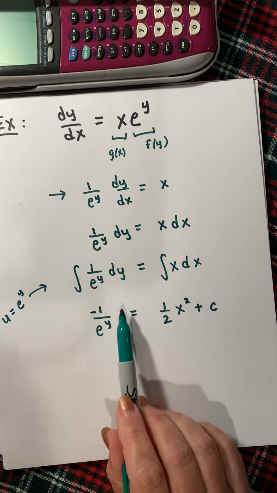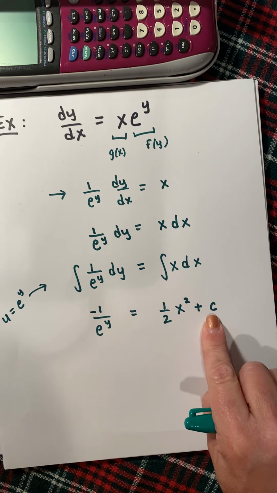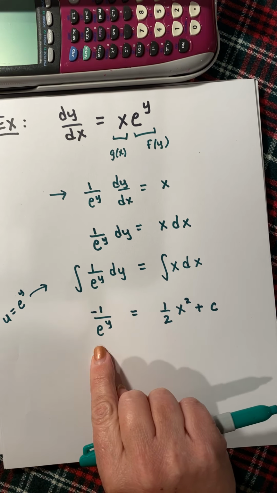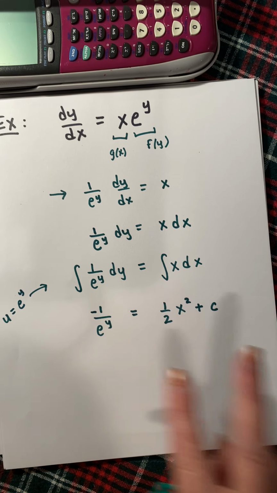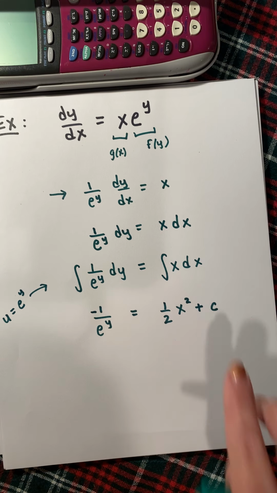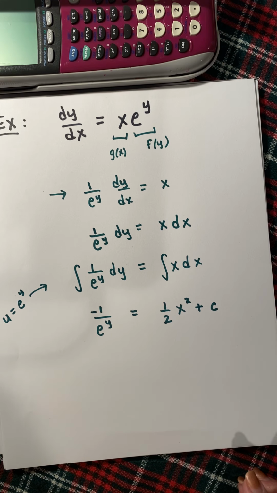I did not include the constant on this side because technically what I did is just absorb it into this constant, because the left-hand side would be negative 1 over e to the y plus an arbitrary constant, and that would equal 1/2 x squared plus another arbitrary constant. So we just combine them, and we typically only write the arbitrary constant on the input variable side of the equation. Now we're going to solve this for y.